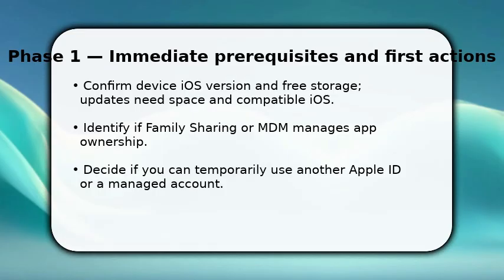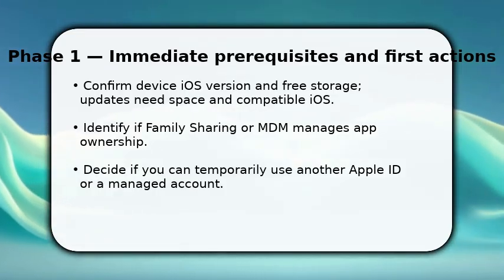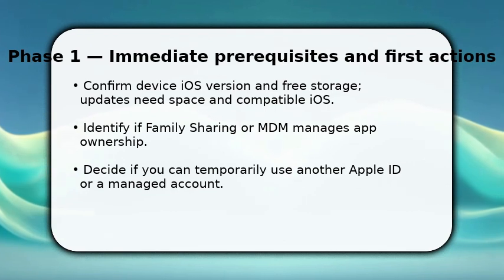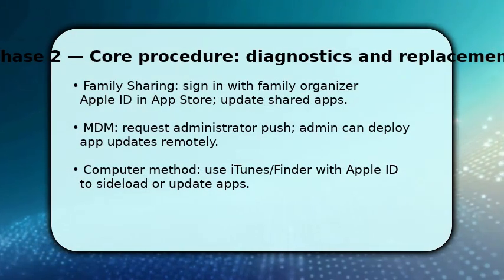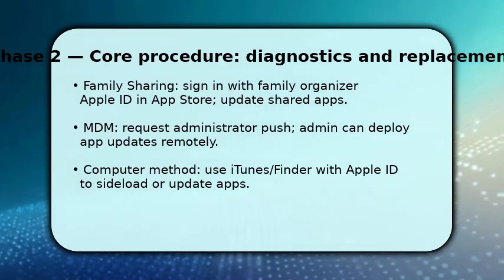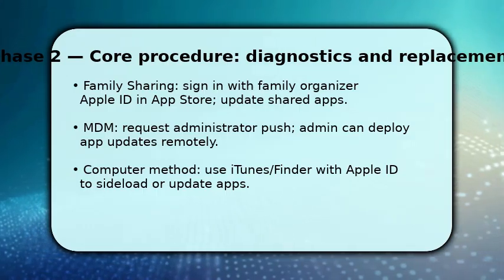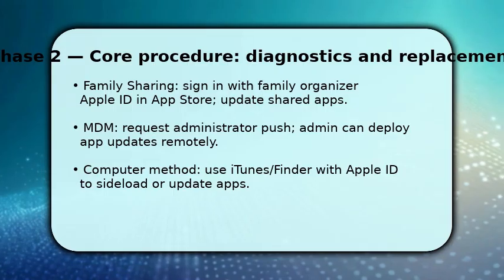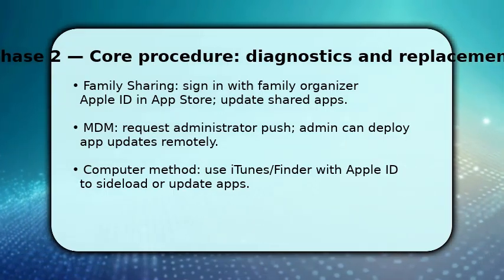Now pick one route: family sharing, MDM push, or using iTunes/Finder on a computer with an Apple ID you control. You now act on the route you chose. For family sharing, sign into the App Store with the organizer's shared account or use Purchased Family to trigger updates. For MDM, contact the administrator and request an update push. They'll deploy the updated IPA or App Store update directly.